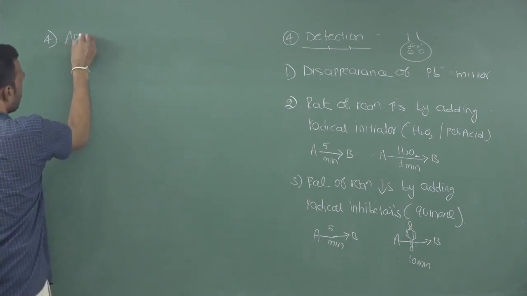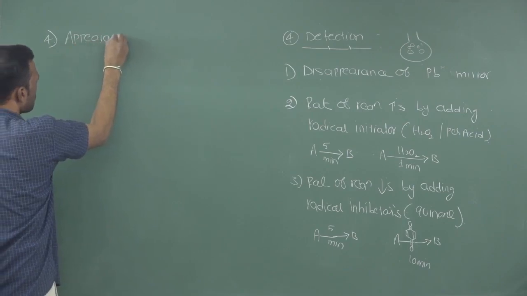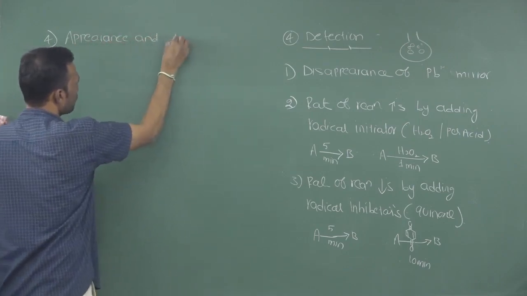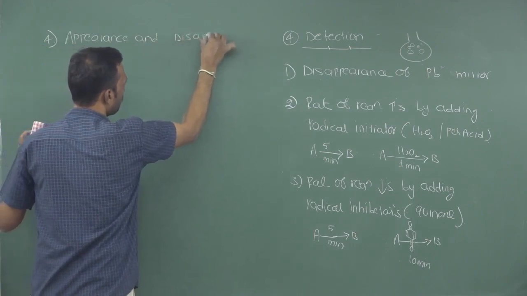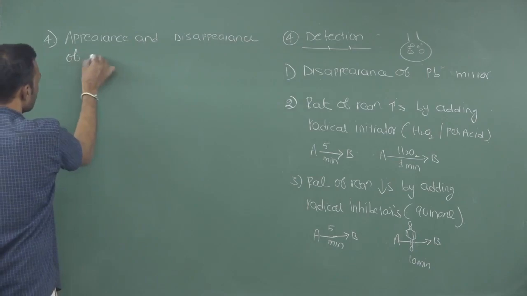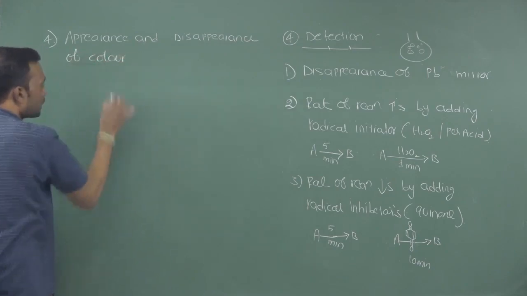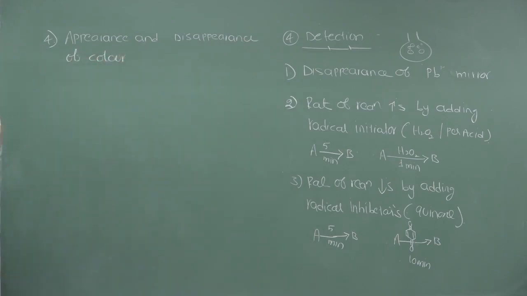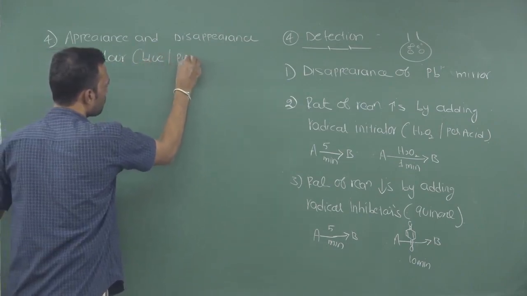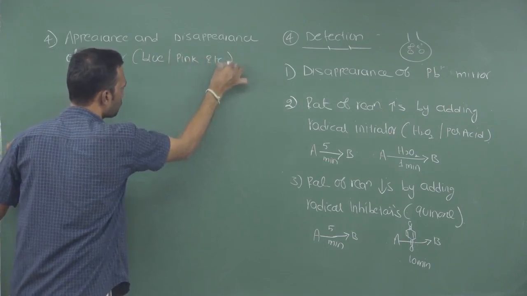Sometimes there is an appearance and disappearance of color. When radicals are real intermediates, suddenly one color will come and then disappear. It may be a blue color, most commonly blue, and we can also expect a pink color; it depends on the radical that may be absorbed.